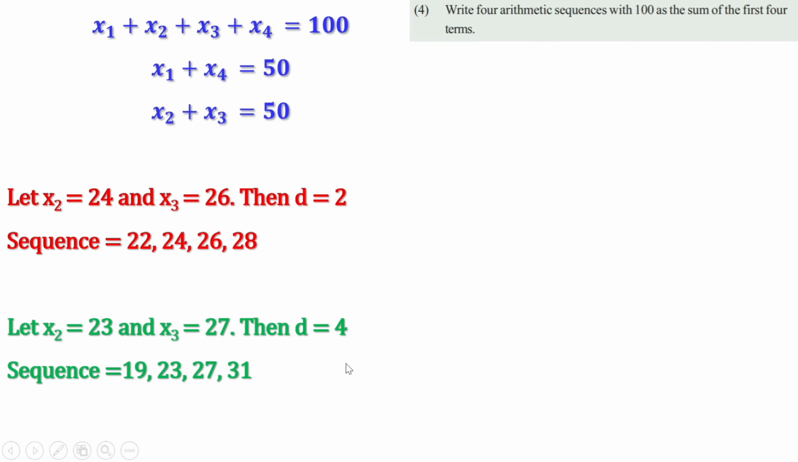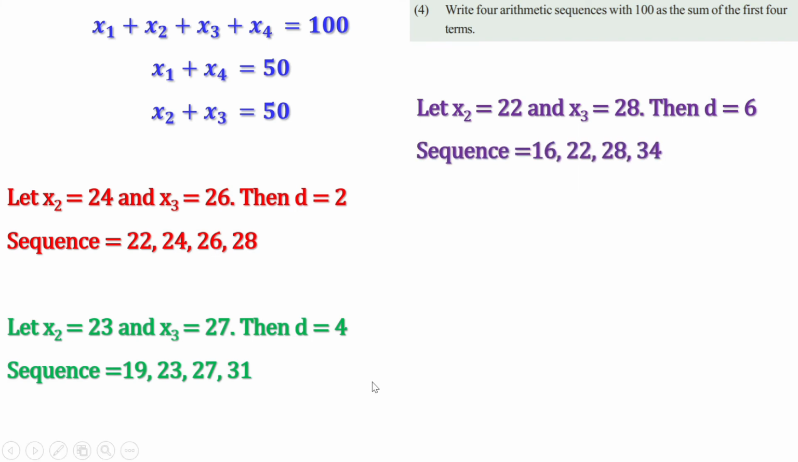Now we know 22 plus 28 is also 50. So let us take 22 as the second term and 28 as the third term. Then the common difference is 6. So the first term is 16, second term is 22, third term is 28, and last term is 34.